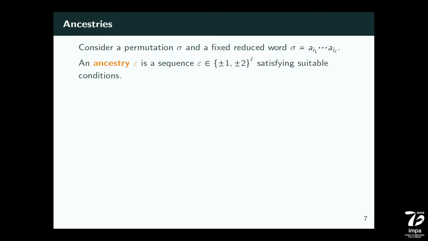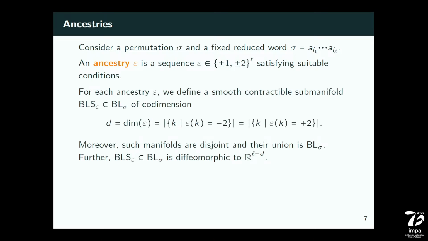An ancestry, epsilon, is nothing else than a sequence of +1, -1, +2, -2, with length L, where L is the number of inversions. So for each ancestry epsilon, I will explain very soon what this is, giving examples. I will not give the definition because it's too hard for this afternoon, I think. We want to keep things going easily.